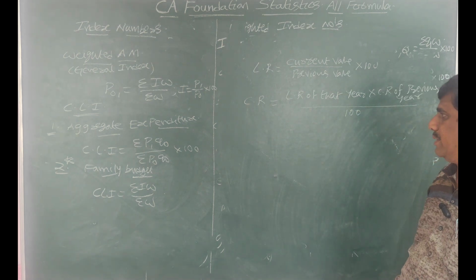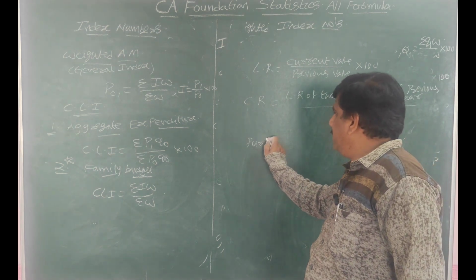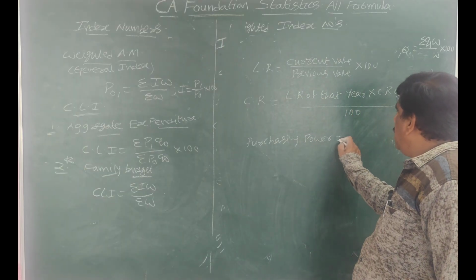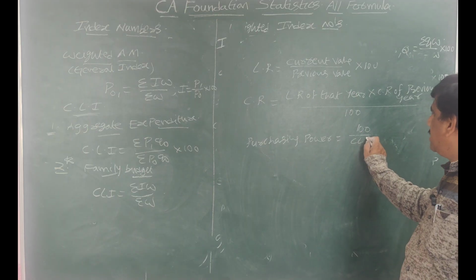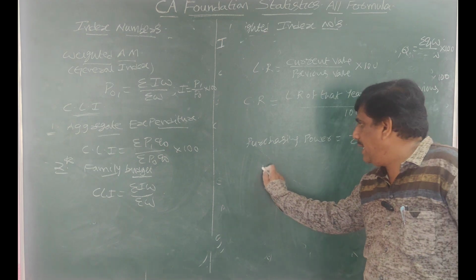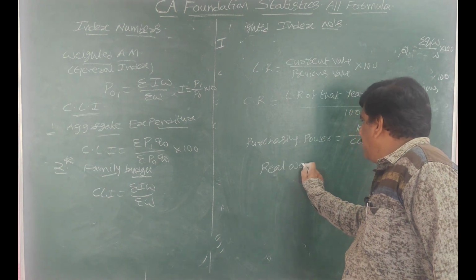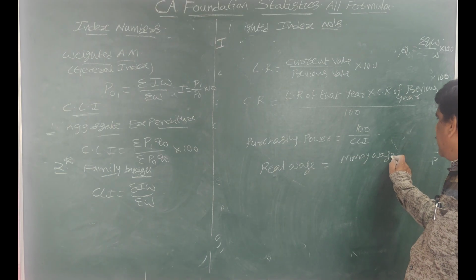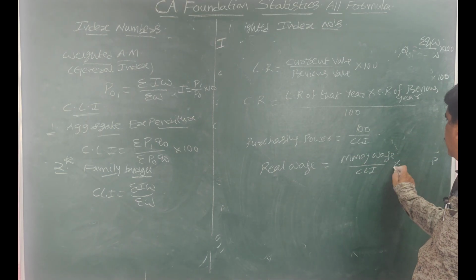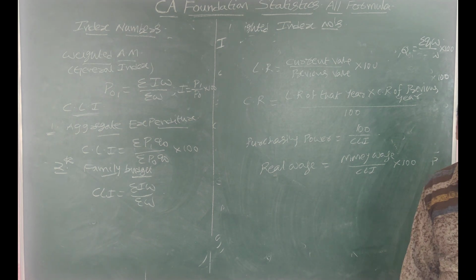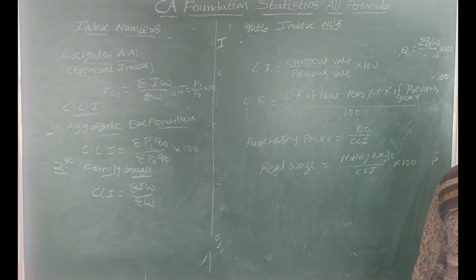Again, you have deflation. In deflation, purchasing power of money. The purchasing power of money formula is 1 by price index or 100 by CLI. Purchasing power is 100 by CLI, and the real wage formula is money wage by CLI into 100. These are the formulas in index numbers, mainly unweighted index numbers and cost of living index numbers. Okay, this is about index numbers.